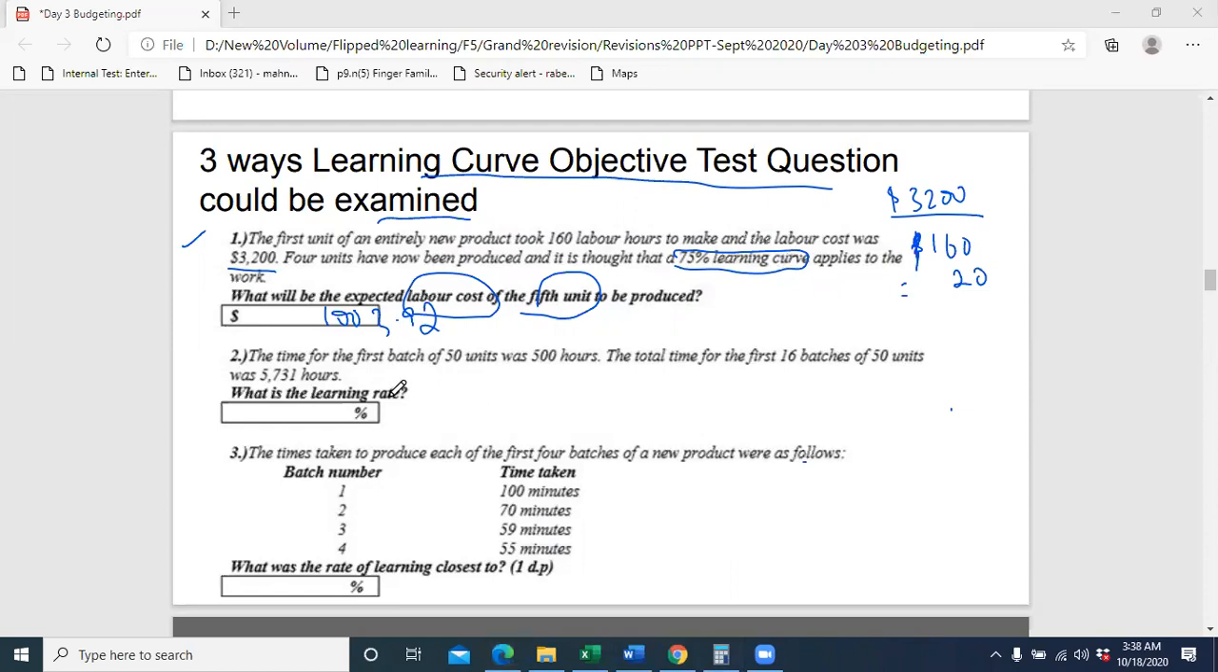Okay. Now, it's time for another way that learning curve objective test questions could be examined in your section A and section B, which is that you can be asked to calculate the learning rate, okay? And you're going to use a doubling approach for that. See how I'm going to do this question.